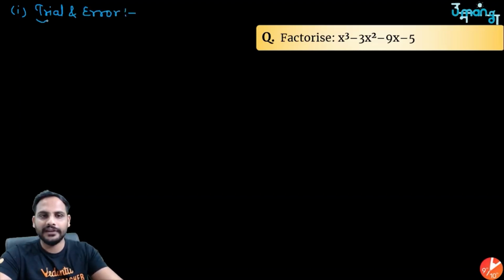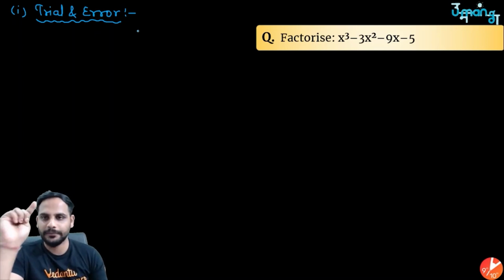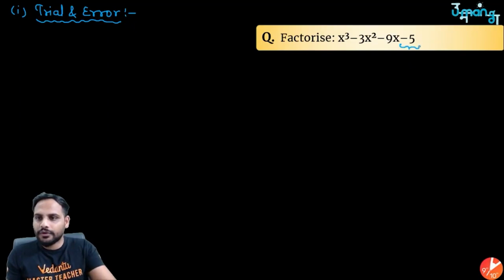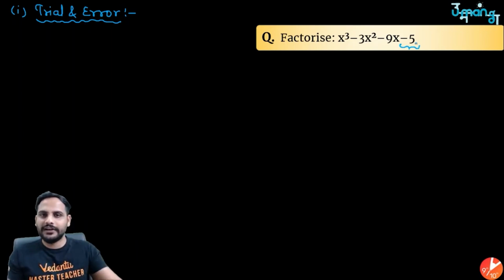I know a cubic polynomial will have 3 roots, 3 zeros. But I don't know which is the first zero. So I will start by putting different values here. Look at the constant term. The constant term here is minus 5. So write all the factors of 5. Factors of 5 are 1, minus 1, 5, minus 5. So these values we will check. Let's say my polynomial p(x) is given as x cube minus 3x square minus 9x minus 5.